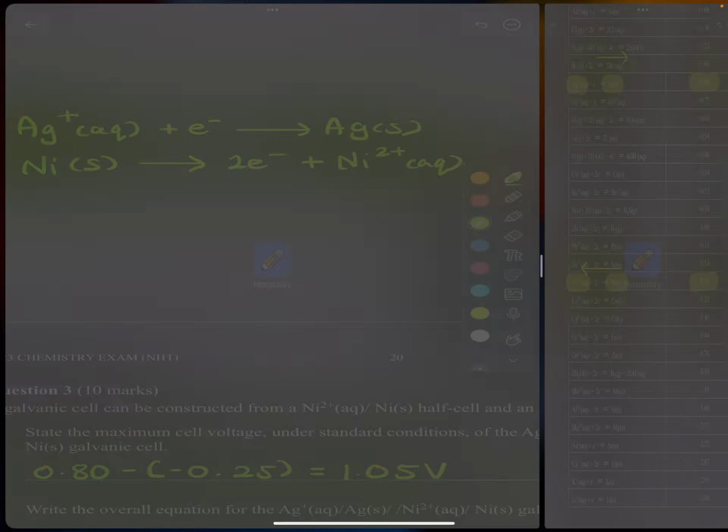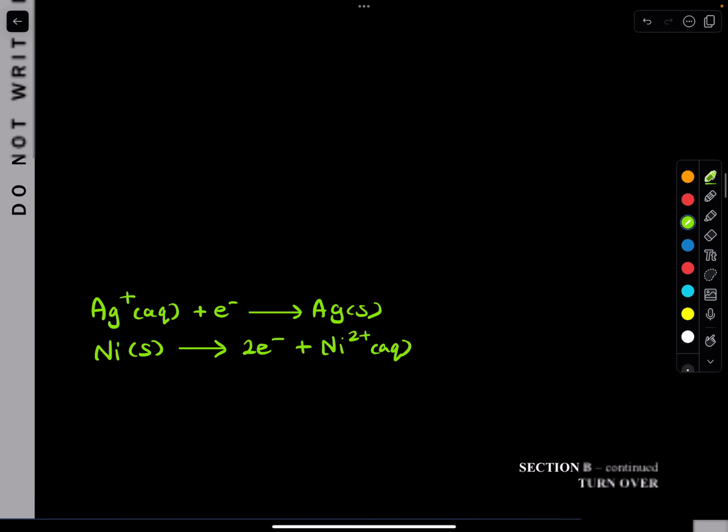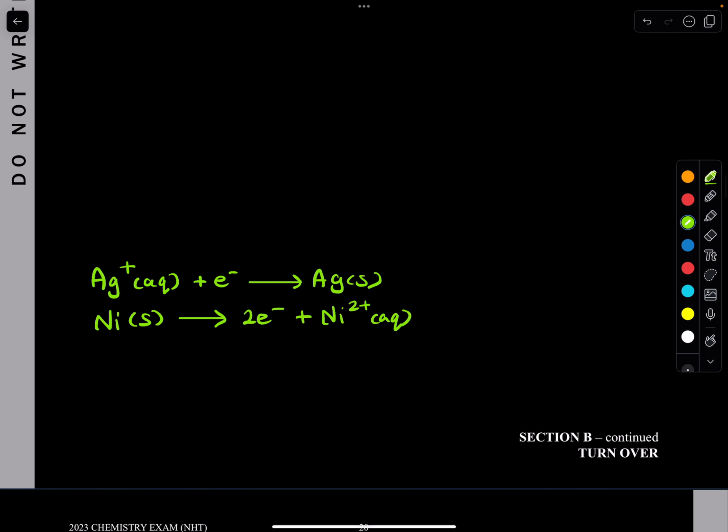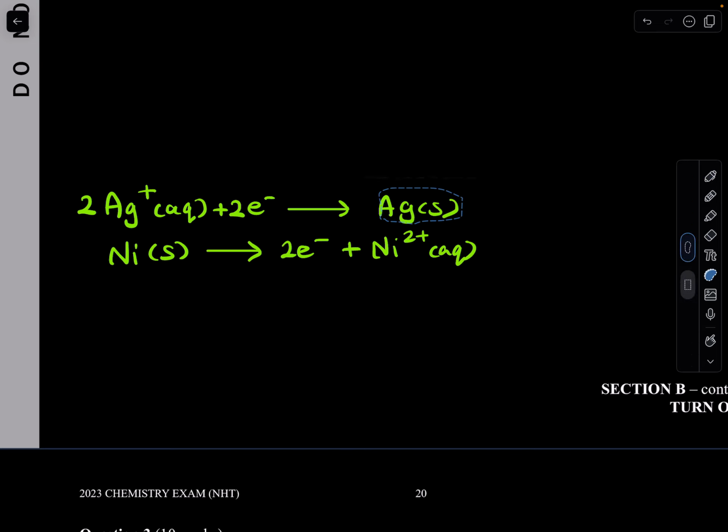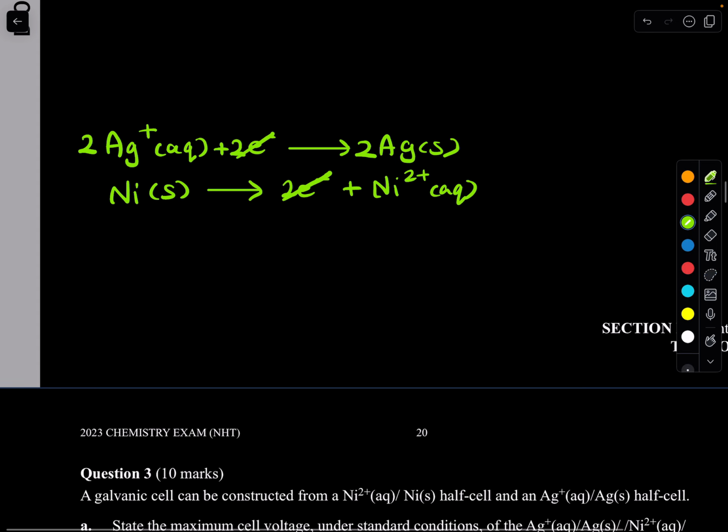Done. Now we need to make sure to get the overall reaction. Remember, these are your two half cells. To get the overall equation, you need to make sure the electrons are the same. So I'm going to multiply everything here by 2, to make this electron also 2. Done. Now we cancel those electrons and add these reactions together.